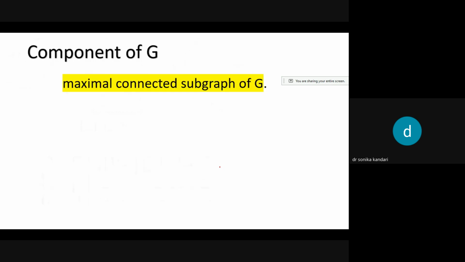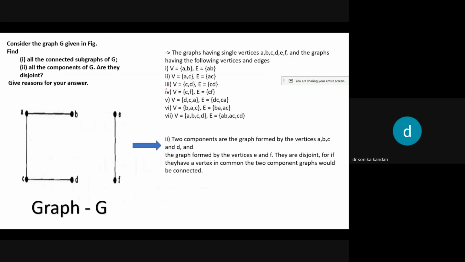Three disconnected components. Fine. What is a component of G? It is a maximal connected subgraph of G. Maximal connected. See, this is a graph G.